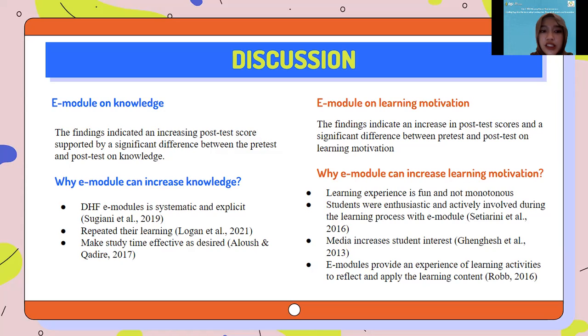The use of electronic media makes the learning experience fun and not monotonous, and improving students' skill in using technology becomes an additional advantage. Previous research states that students were enthusiastic and actively involved during the learning process with e-modules. And e-modules provide an experience of learning activities to reflect and apply the learning contents. So the increased learning motivation can make students interested in the content of the e-module material so that students will learn the materials.